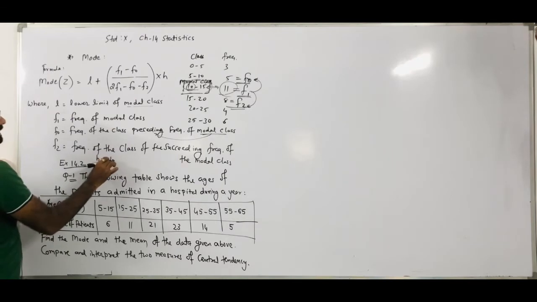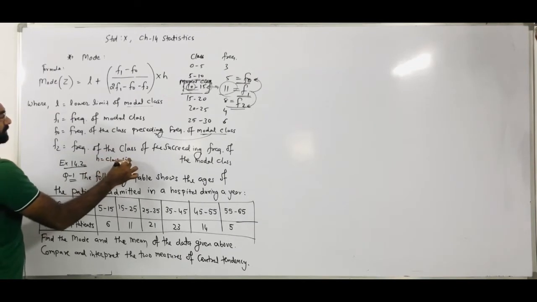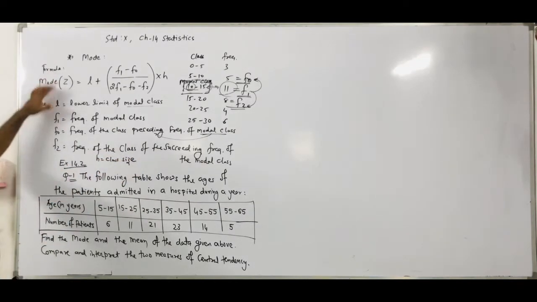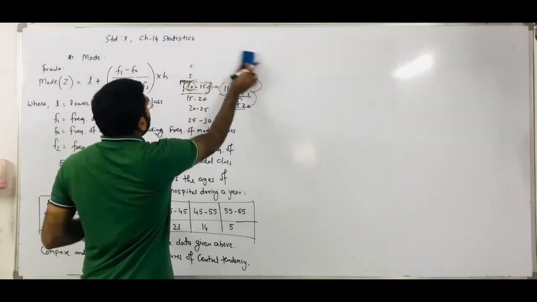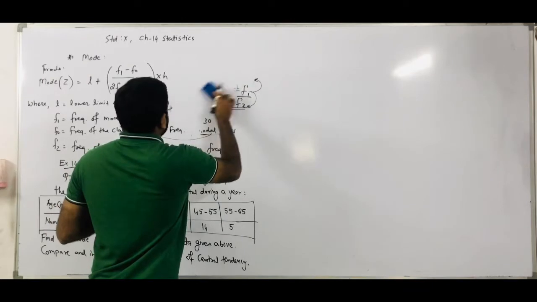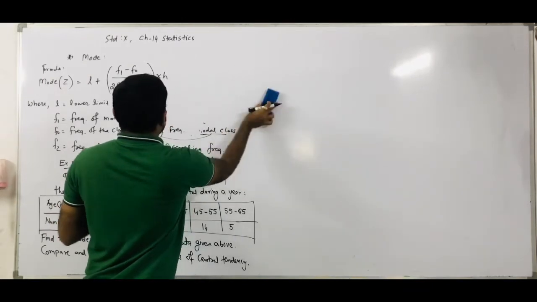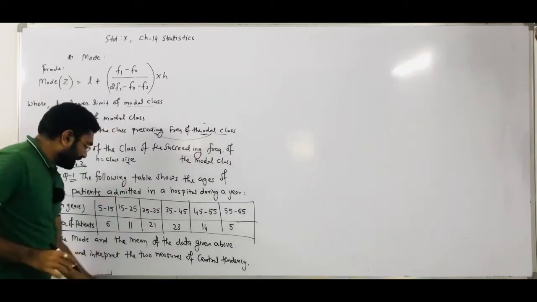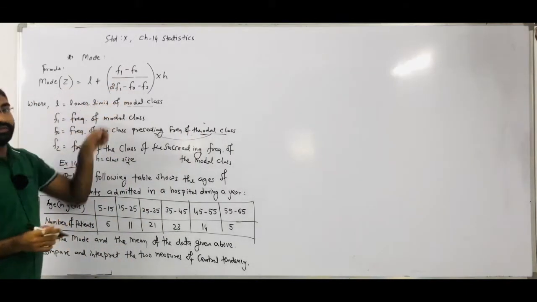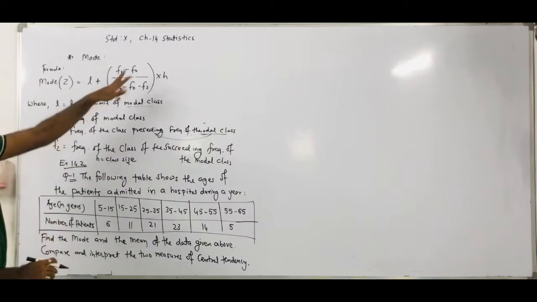H is called the class size. That thing we defined in the mean, right? So you have to remember that formula for finding the mode of the grouped data, which is L plus (F1 minus F0) upon (2F1 minus F0 minus F2) into H.